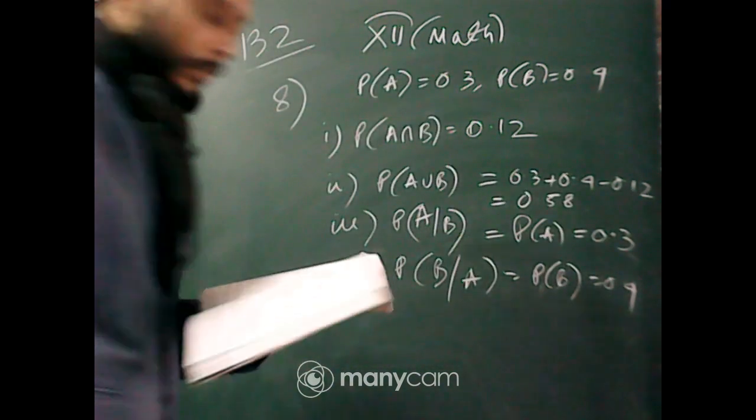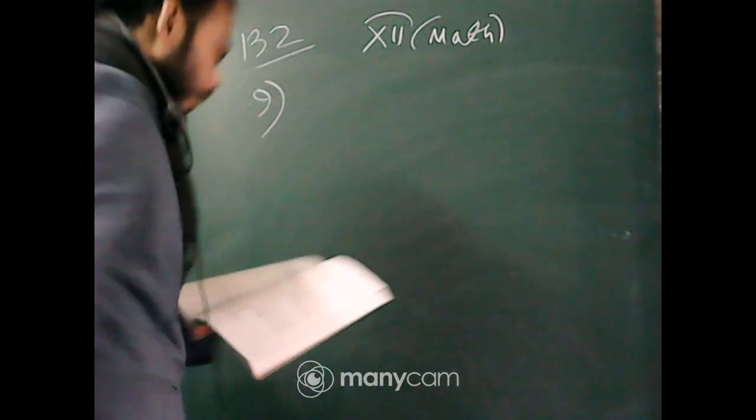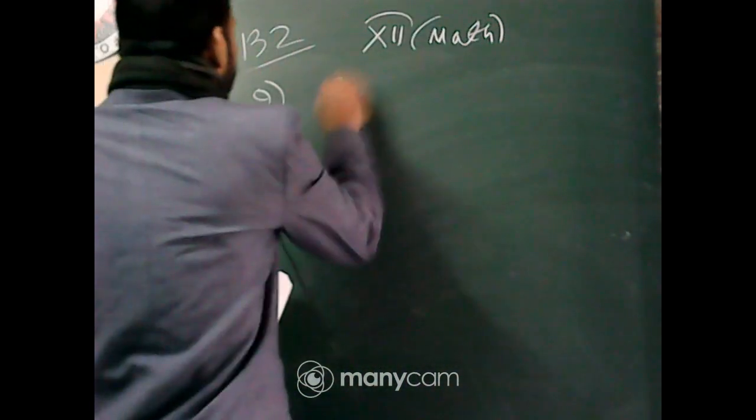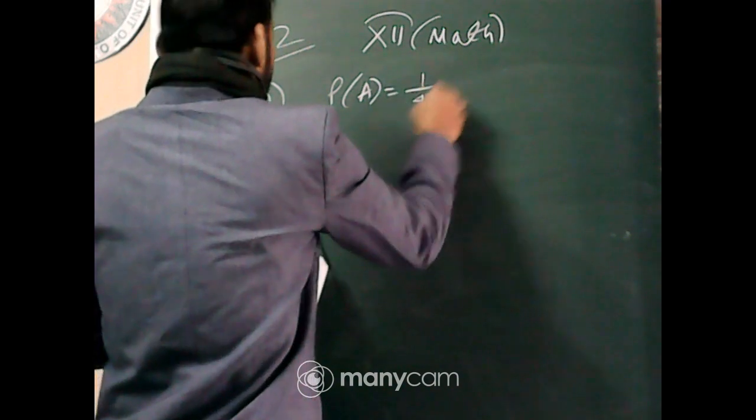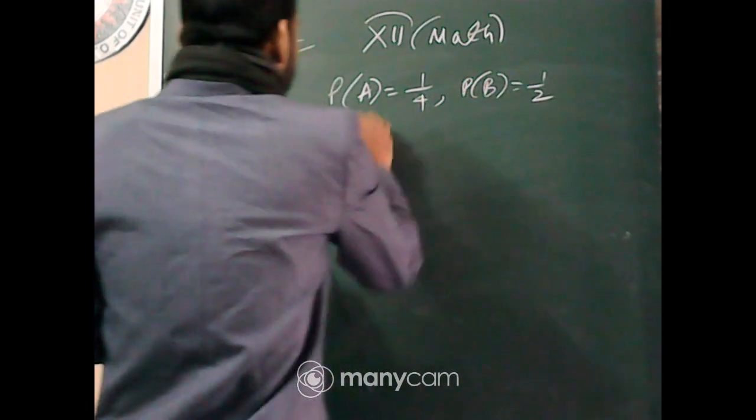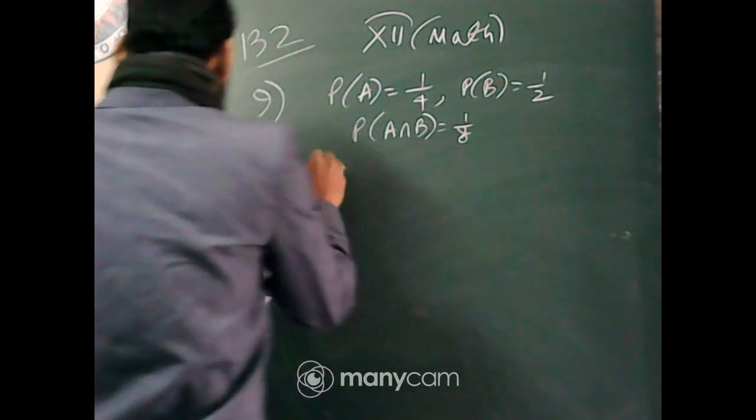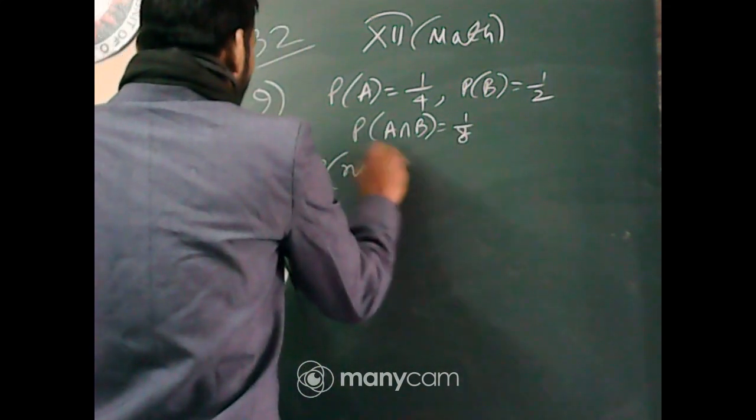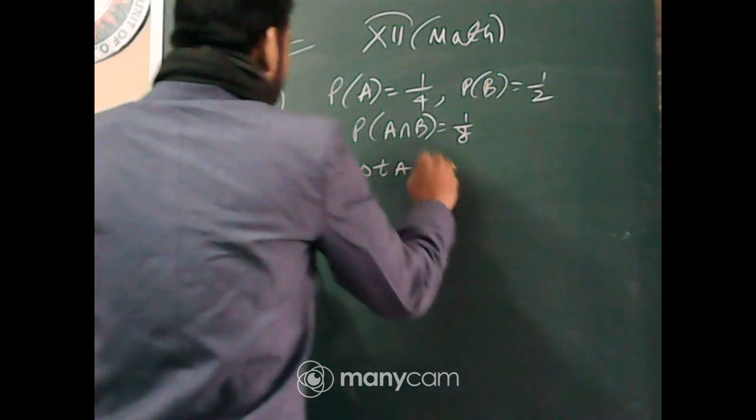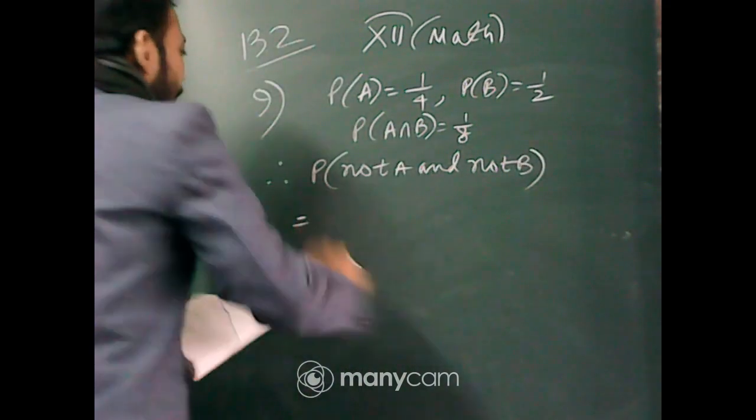Okay. So move on to question number 9. If A and B are two events such that P of A is 1 by 4, P of B is 1 by 2, P of A intersection B is 1 by 8, find P of not A and not B.